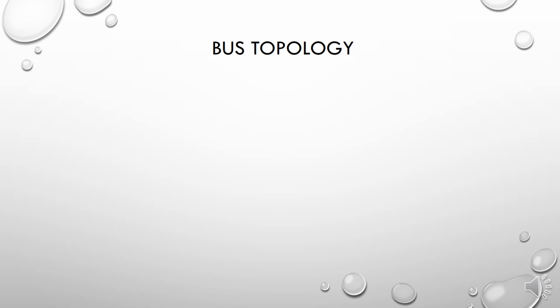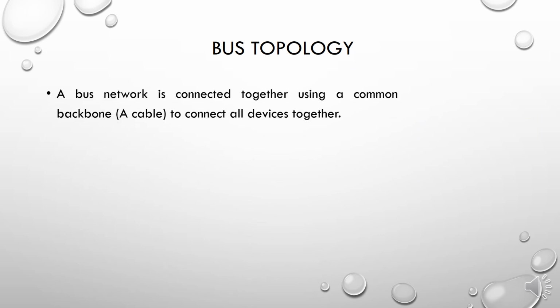The next topology is bus topology. A bus network is connected together using a backbone cable. This backbone cable is the one that connects all the devices together. So look at the diagram. We have this cable, which could be a fiber optic cable or twisted pair cable. All these 6 users will communicate through this dedicated link. That is the backbone link.